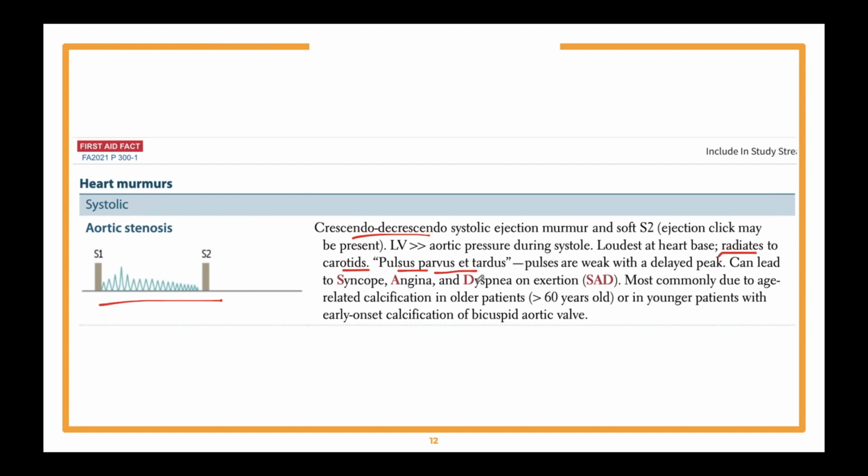If we take a look at the next slide, now we get into diastolic dysfunction.